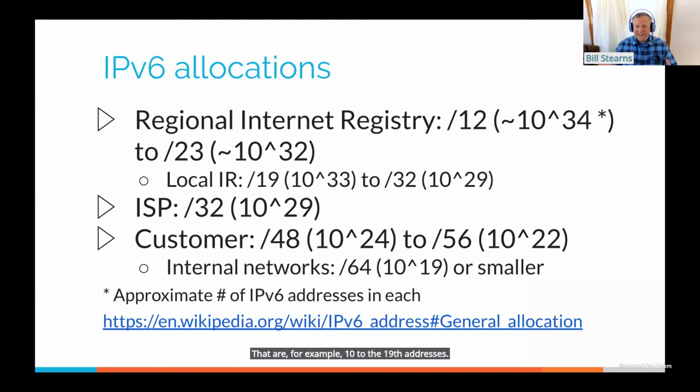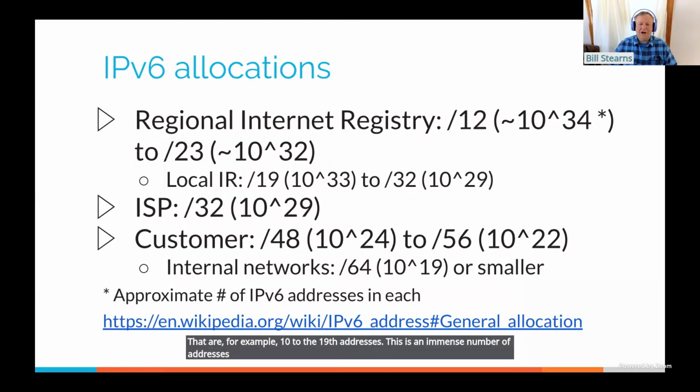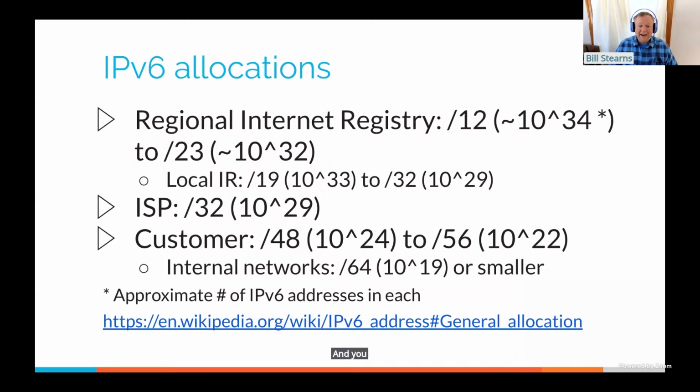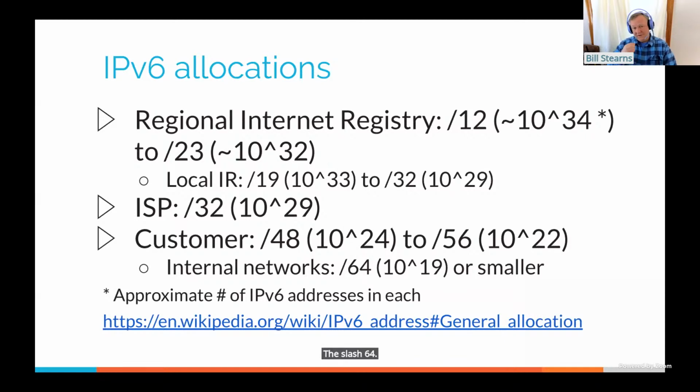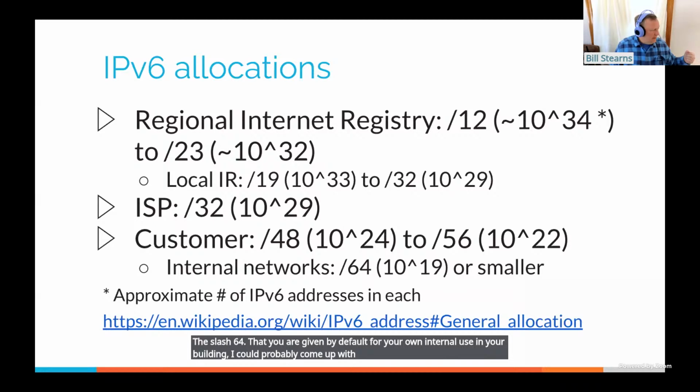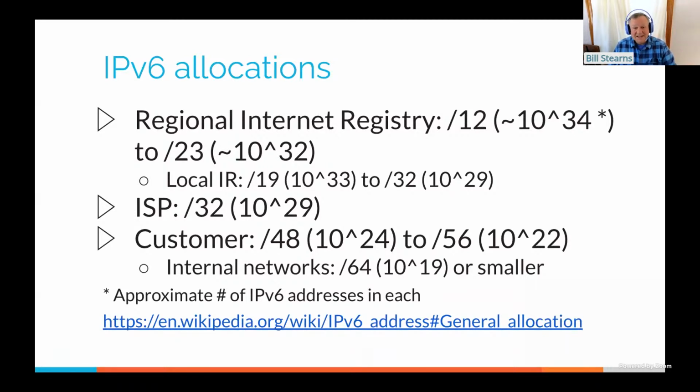This is an immense number of addresses. You could change your operating system so that it changed IP addresses every single time you made a fresh connection out, and you would still never run out. It's a little bit wasteful, but you've got plenty. The /64 that you are given by default for your own internal use in your building, I could probably come up with maybe 150 devices in this entire building if I turned everything on. I've got 10 to the 19th addresses available to me.